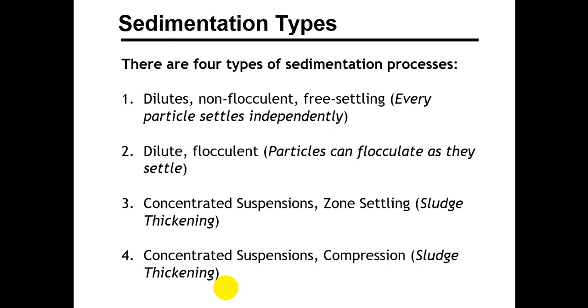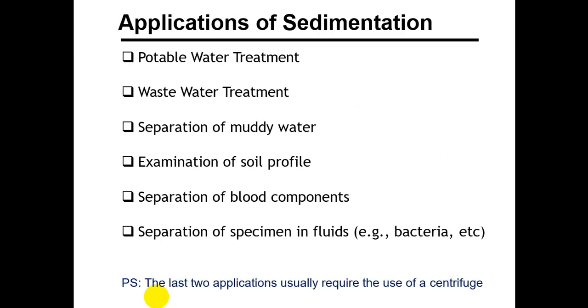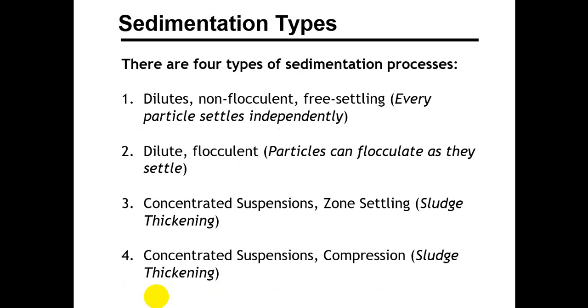There are four types of sedimentation processes. There is the dilute, non-flocculent, free settling. Every particle settles independently, and an example of this is a mixture of sand and water, or a mixture of sand that has been mixed in water. Then the second one is dilute flocculent. Particles can flocculate as they settle.